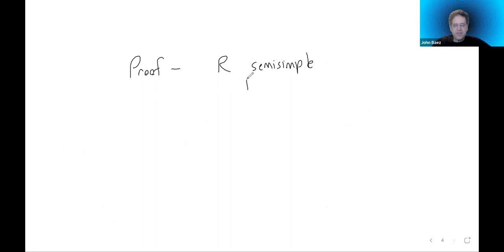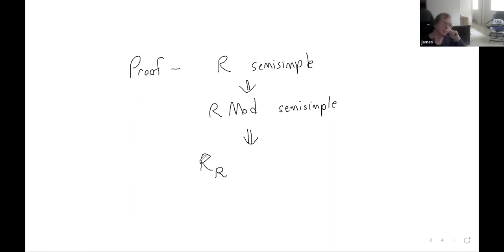So that means that the category of modules of R is semi-simple. And so that means that R, as an R module, is a coproduct of simple objects. I'm going to write, for some technical reasons, it's nice to write R modules, just for the same reason you write torsors. So this means R acting on itself on the right.